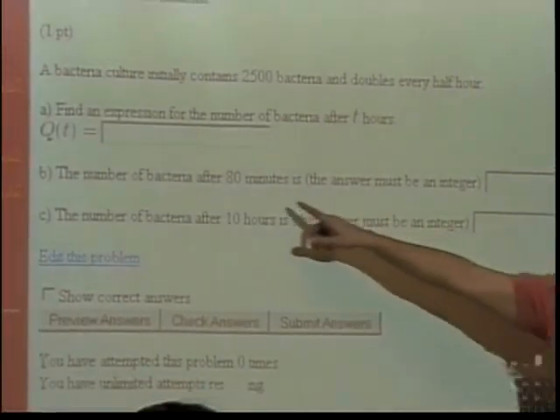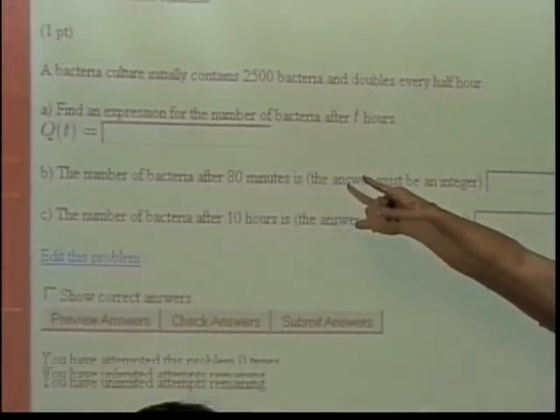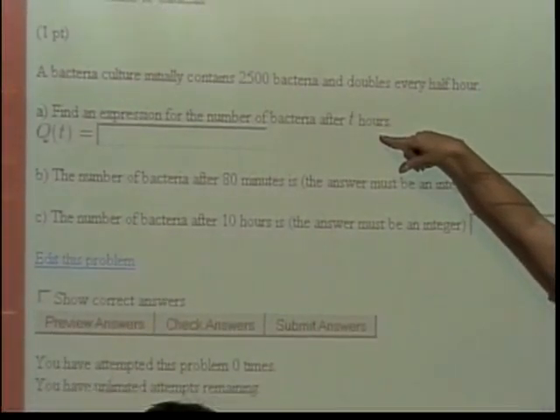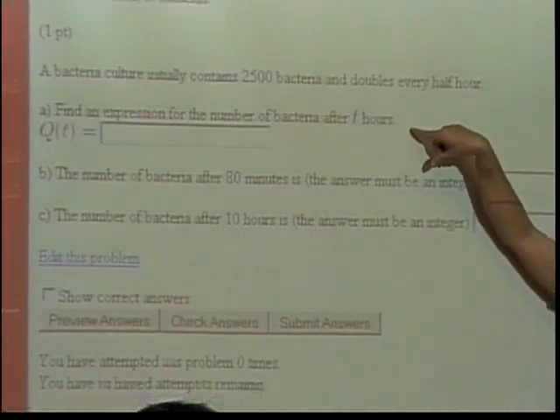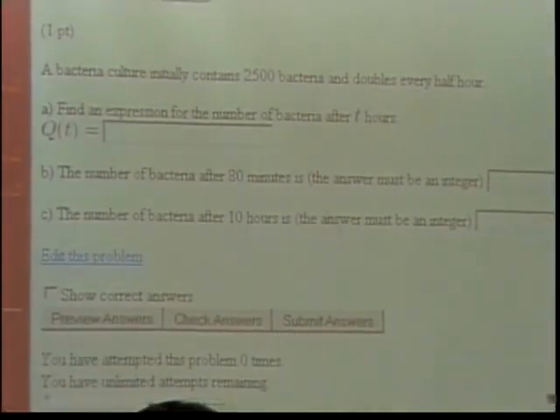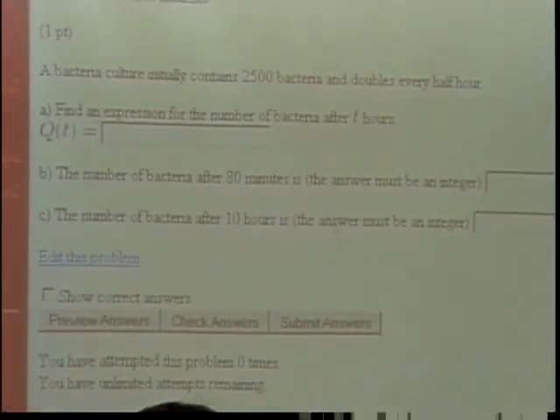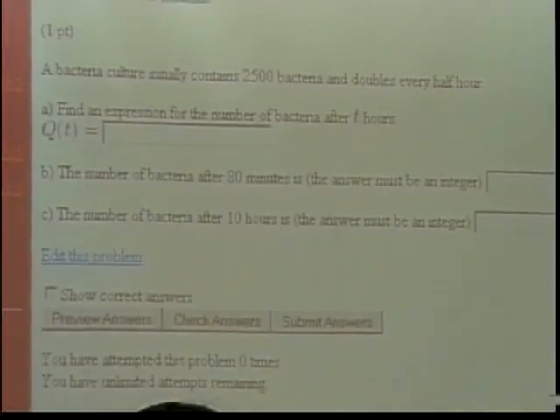Part B gives you time in minutes. Part A tells you that time needs to be in hours for your function. So you probably did it right, but you did it in terms of minutes and not hours. So let's go through the process with hours and see how it comes out.